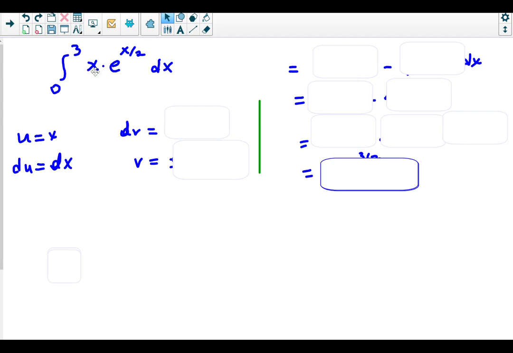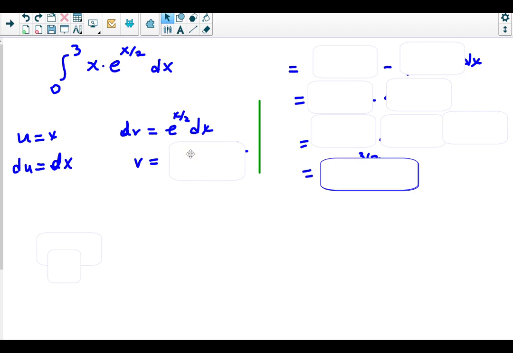But for other questions like x times e to the x times sine x, for those, it's a good idea to let u be equal to x. Okay, so for dv, use everything else, e to the x over 2 dx. And how do we find v? So we need to anti-differentiate here to find v.